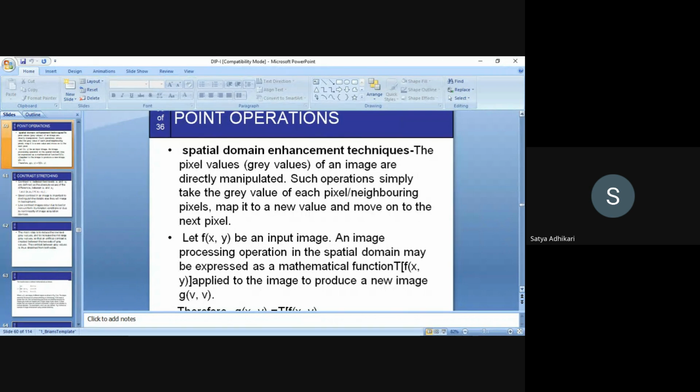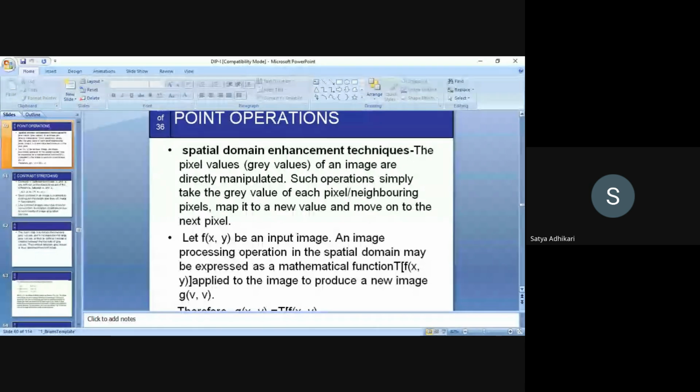Such an operation simply takes the gray value of each pixel or neighboring pixels, maps it to a new value, and moves on to the next pixel. The spatial domain is easy because we need not do any transformation. We need not convert the picture from one domain to another. We can easily modify or manipulate the gray level values of an image directly. So let us see how.